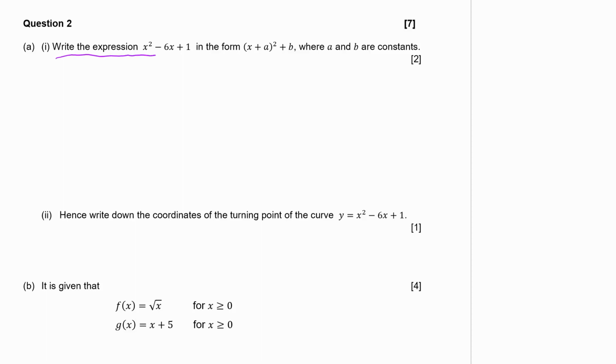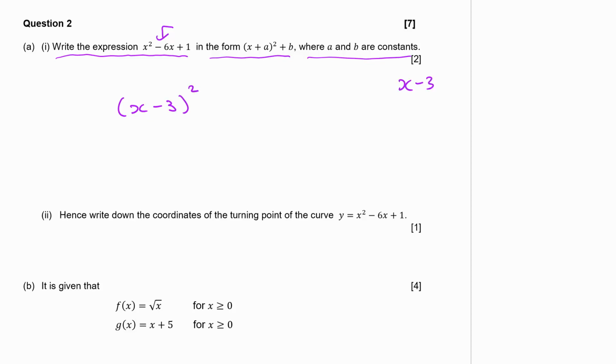Write the expression x squared minus 6x plus 1 in this form here, where a and b are constants. In other words, we want to complete the square. So we're going to take half of the coefficient here, so negative 3, and we'll have x minus 3 squared.